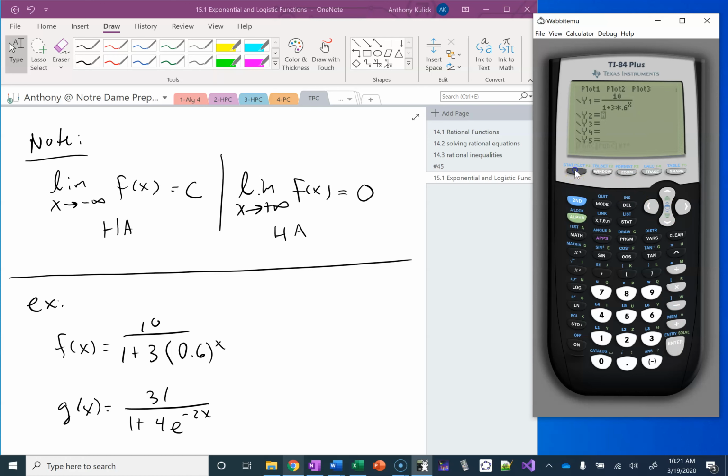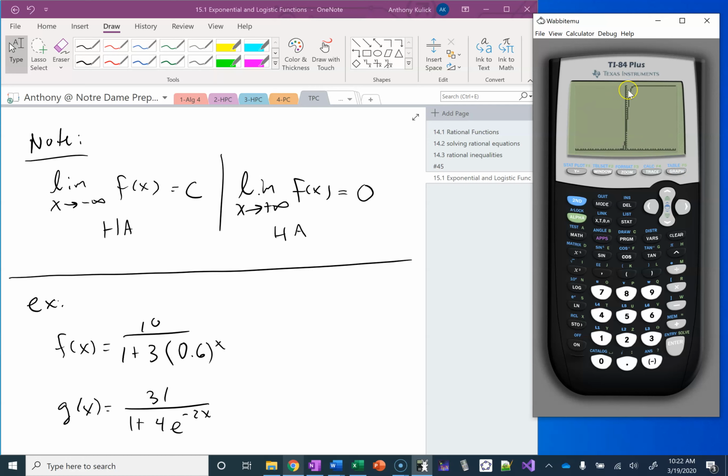I haven't decided yet. And we'll just type in the other example. So that's 31 over 1 plus 4 times e. To get the e option, I press second and then the ln button right there. And we'll do negative 2x. Okay. And then we'll go to our window. So what I need to change now is that my c here is 31, so that y max should match the c. And we'll keep everything else the same.